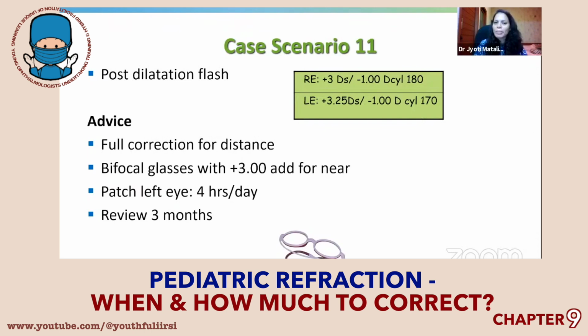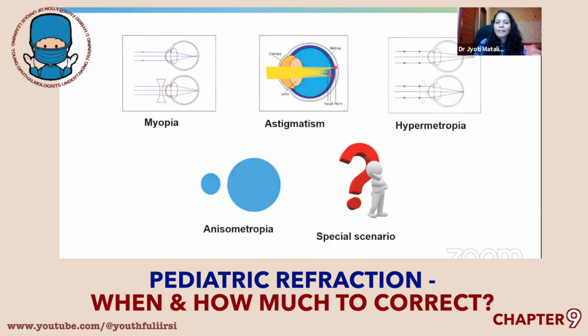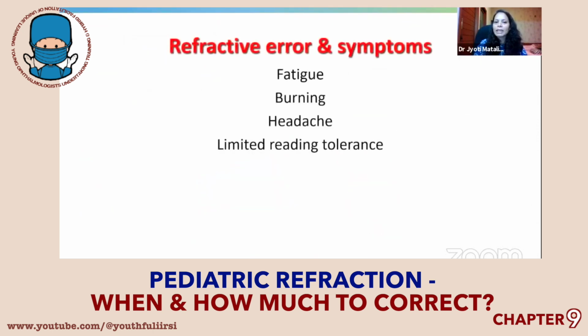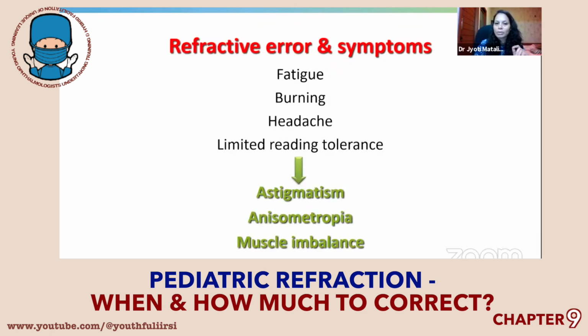Also, sometimes your retinoscopies may not come very good. Don't worry, as I said, call them back after 3 to 4 weeks, repeat it. And once you get 2 readings which are matching, you can go ahead and give. So whenever you have a refractive error and symptoms like fatigue, burning, headache, limited reading tolerance, remember we are either looking at an astigmatism, an anisometropia, or a muscle imbalance. So hence checking of all this is very important.